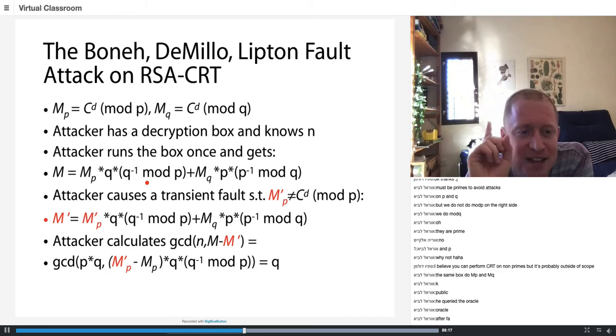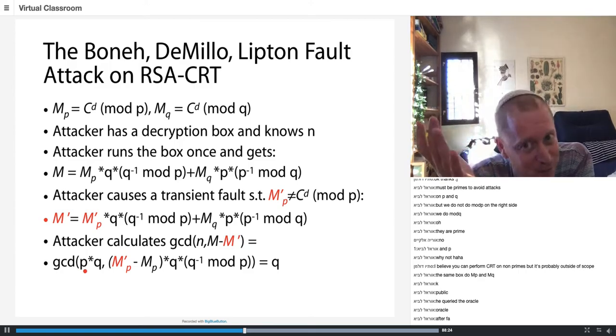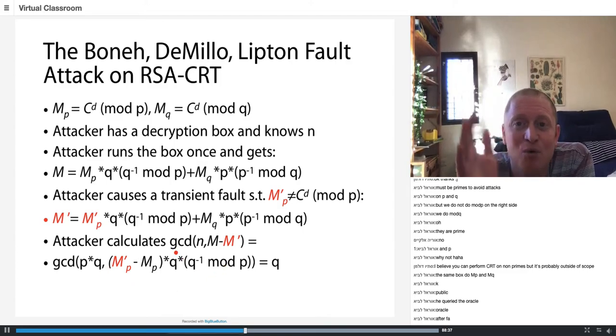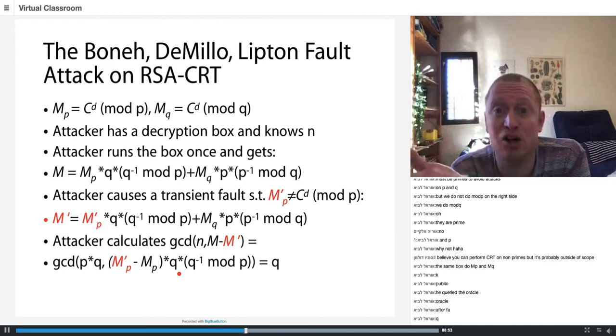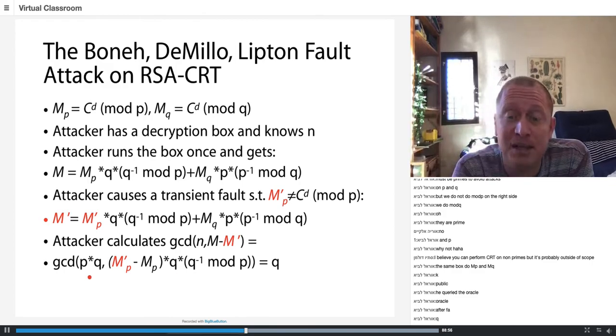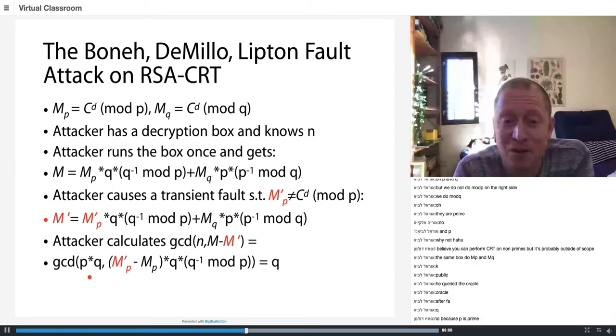Now look at this fantastic thing which happens here. This is something times Q. P times Q. And this is something else times Q. Right? So what is the GCD between the two numbers? Q. You see why? This is a multiple of Q, and this is a multiple of Q. Can it be anything else? Could it be a larger number? No, it can't be a larger number because P is prime. So the only two factors here are P and Q.